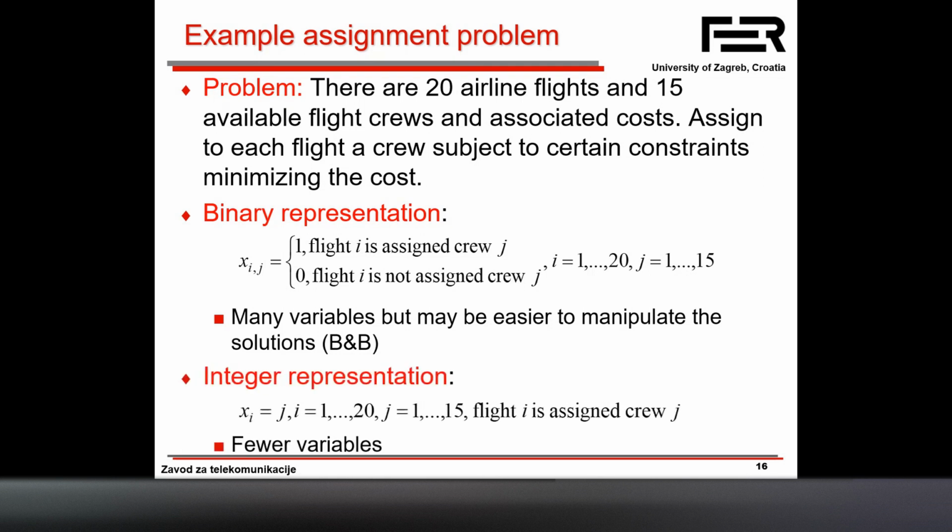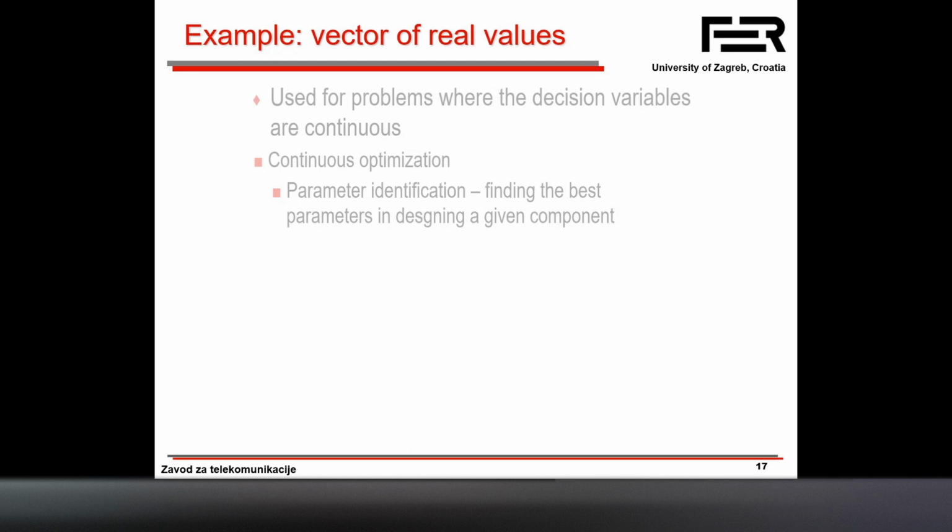However, if we want to use an integer representation instead of this binary representation, in that case, we will have fewer variables. But we need to keep in mind then how we're going to design our search algorithm, so how we're going to define these neighborhoods, operators, and so on. In this case, xi equals j, as I said, flight i is assigned to crew j. So if xi is, let's say, 3, that means that the value of xi is going to be the flight which is assigned to crew number 3. Okay.